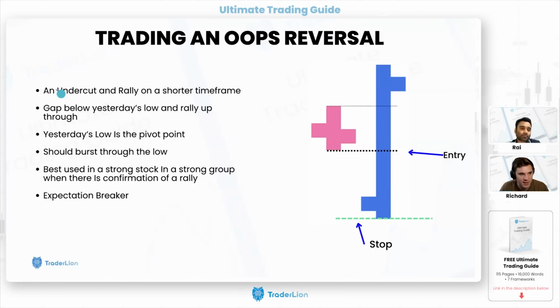So yeah, I actually say that. So I'm reading my own mind. An undercut and rally on a shorter time frame or a higher time frame, on a daily, it's a gap below yesterday's low and a rally up through that level. That is the pivot point for this setup. Yep, yesterday's low is the pivot point. I'm really reading my own mind. It should burst through the low. We talked about that immediate traction, immediate momentum. That's what we want to see here.